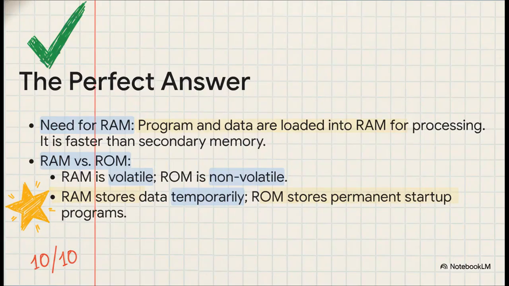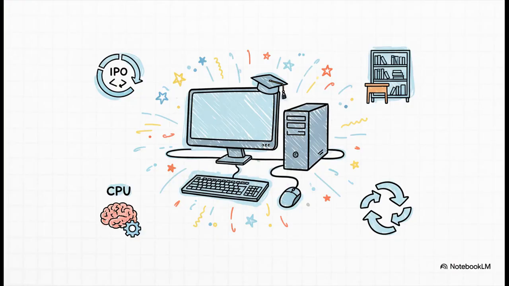Here is how you can write the perfect answer to get full marks. First, clearly state the need for RAM. You can say it's a fast, temporary workspace that the CPU needs to do its job. It's much faster than getting things from the hard disk. Then, list the differences clearly in points. Point number 1, RAM is volatile, whereas ROM is non-volatile. Point number 2, RAM is used for the computer's current tasks, while ROM is used for permanent startup instructions. Writing in points like this makes your answer so clear and easy for the examiner to read and give you full marks. And we are done.